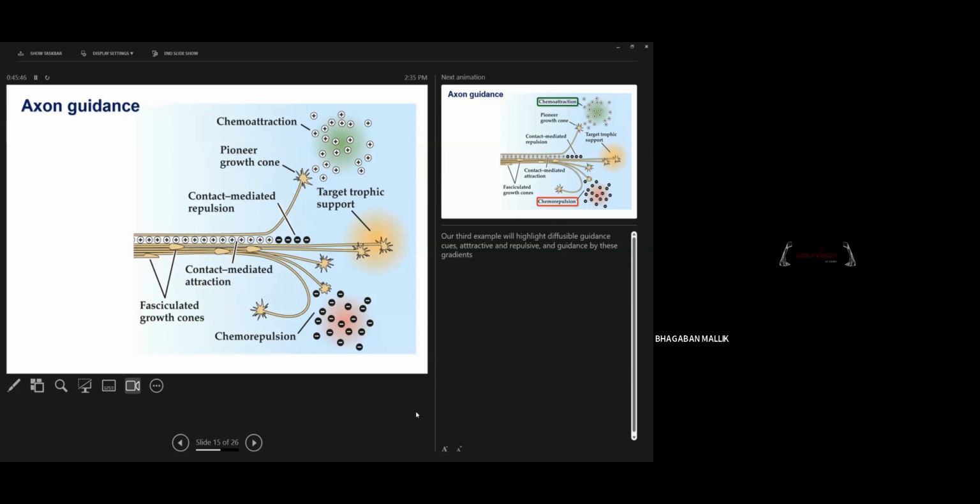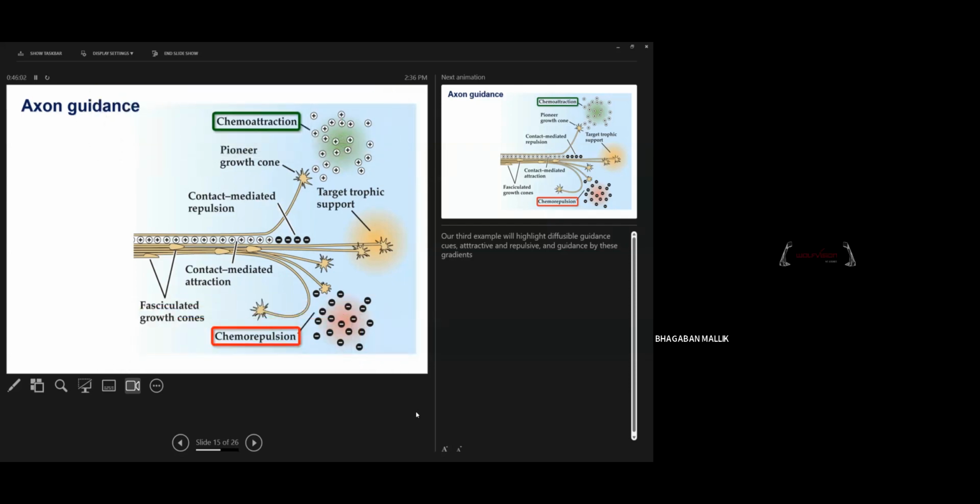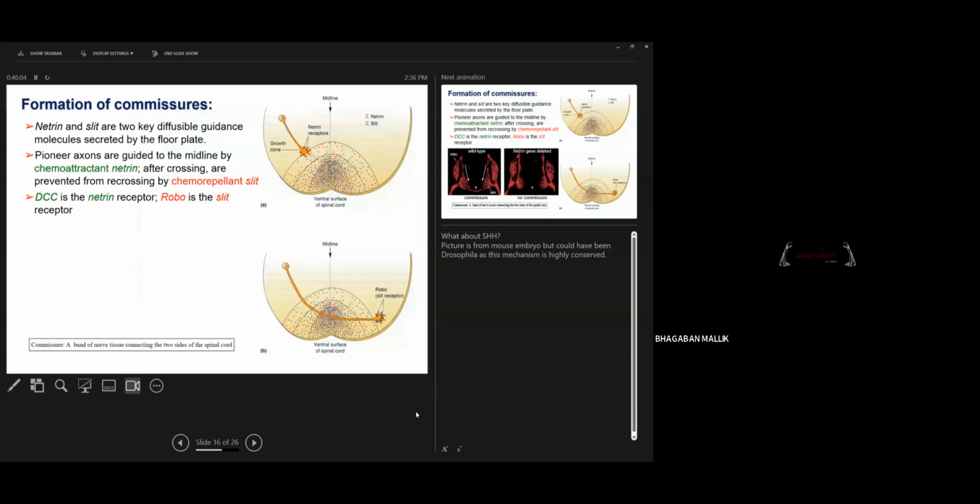And sometimes you have diffusible chemicals, attractants or repellents, that also help in axon guidance. So we'll talk about some of these for chemorepulsion, diffusible molecules, or chemoattraction. We'll touch on these two. So here the example shows both mechanisms again, like contact attraction, chemoattraction, or chemorepulsion.